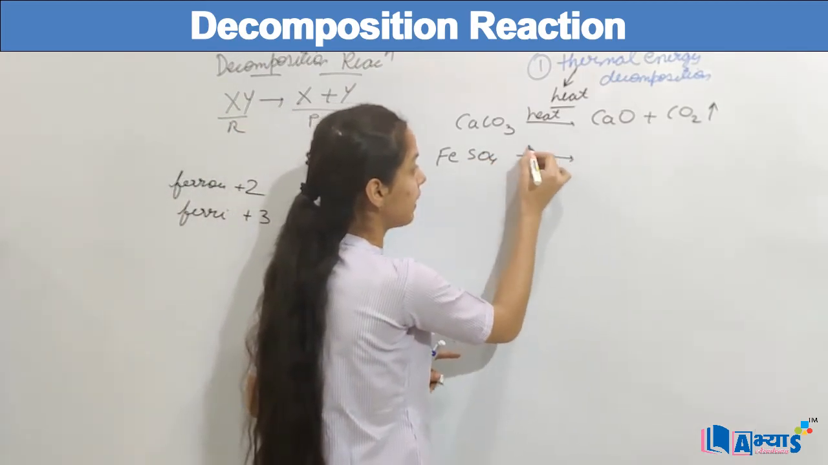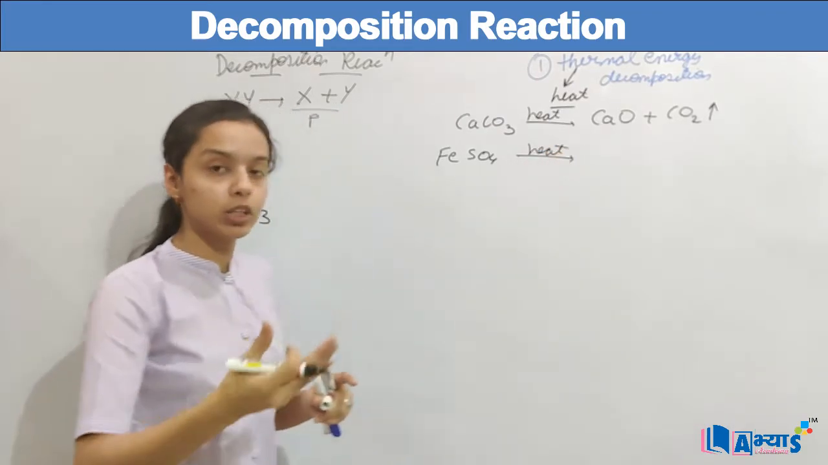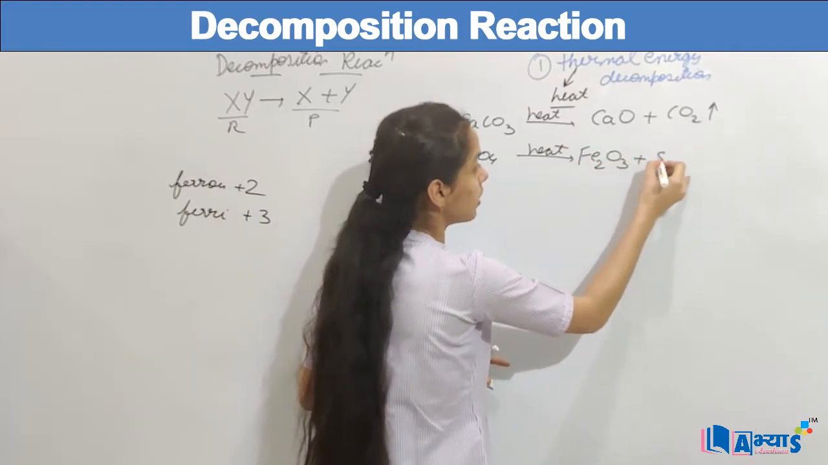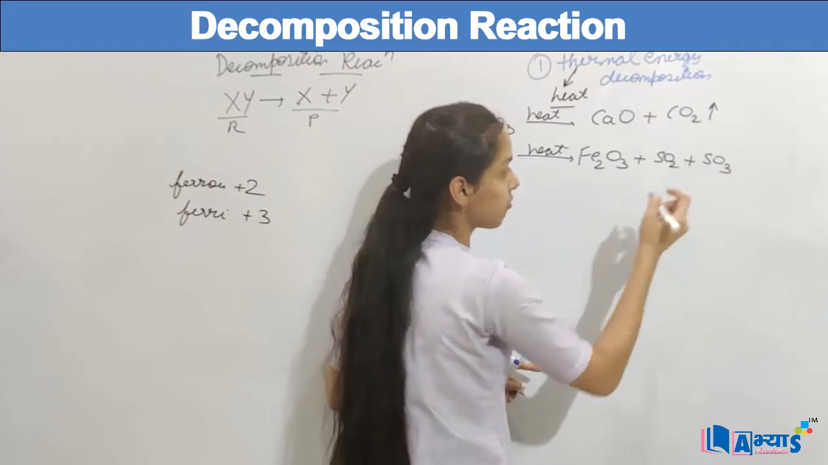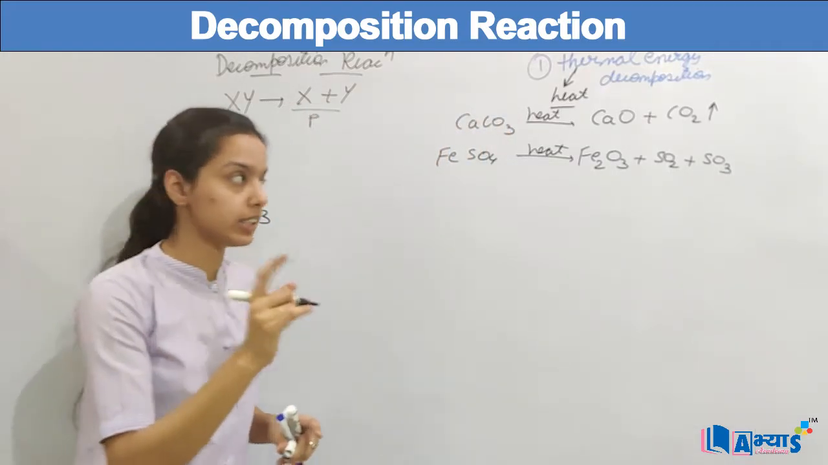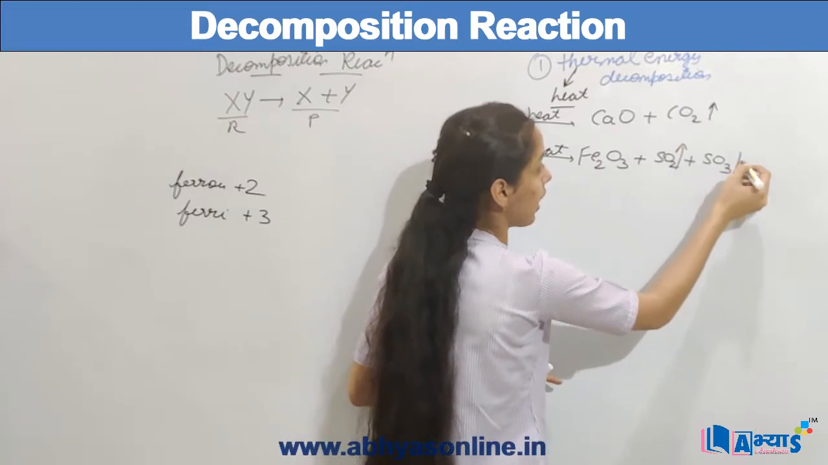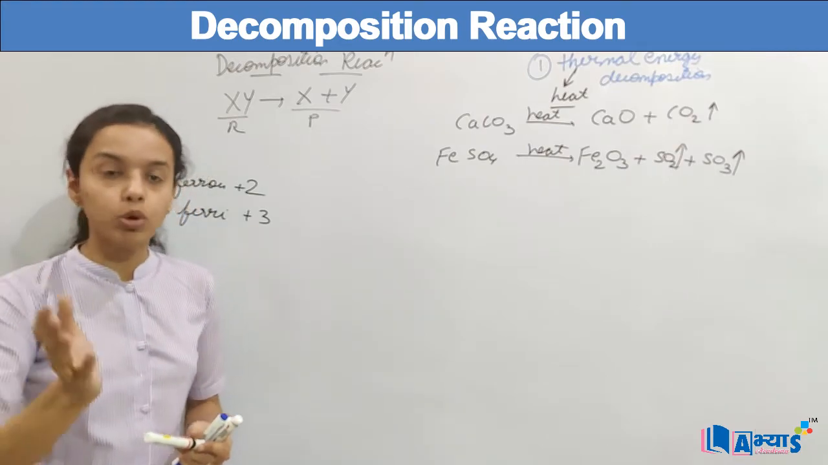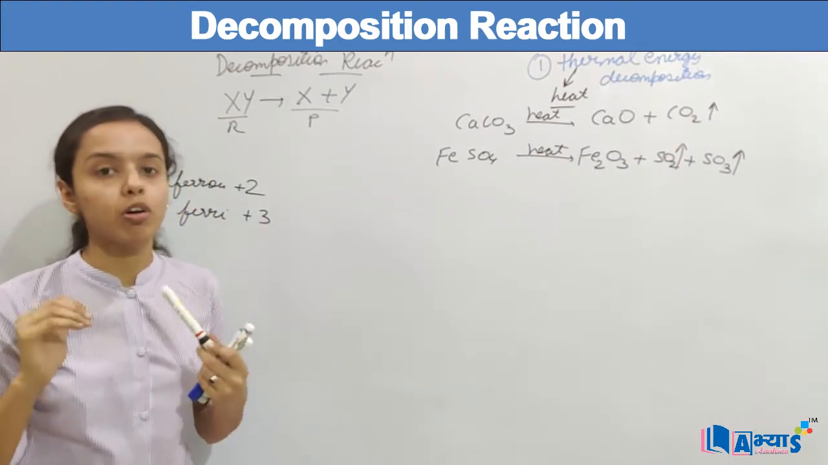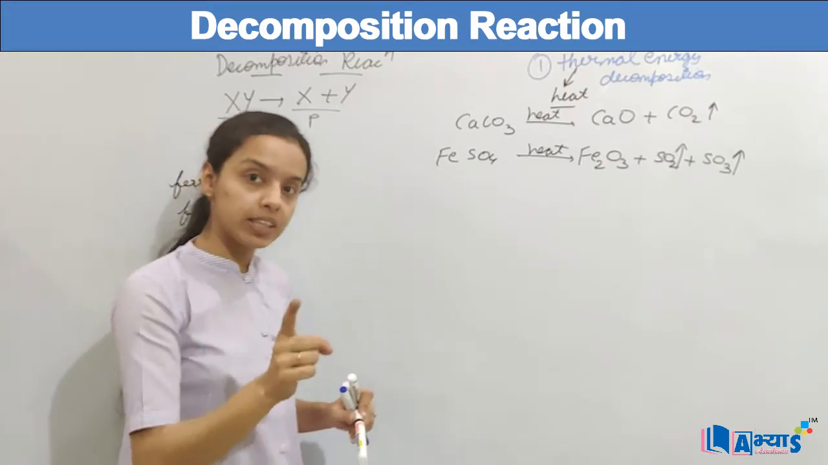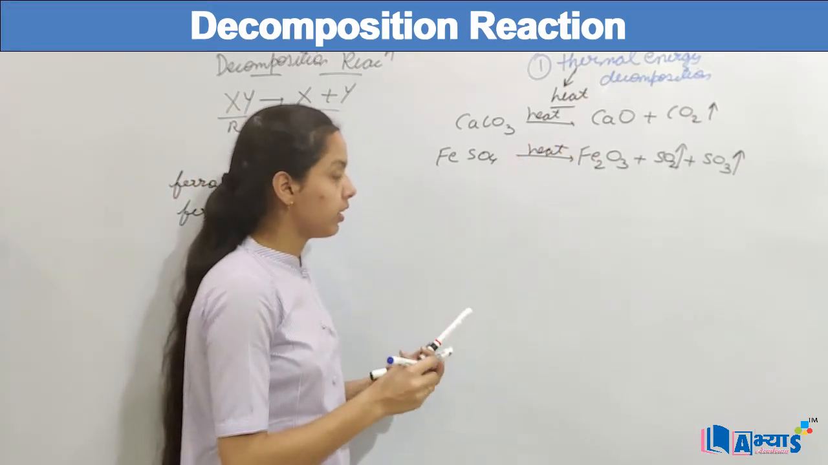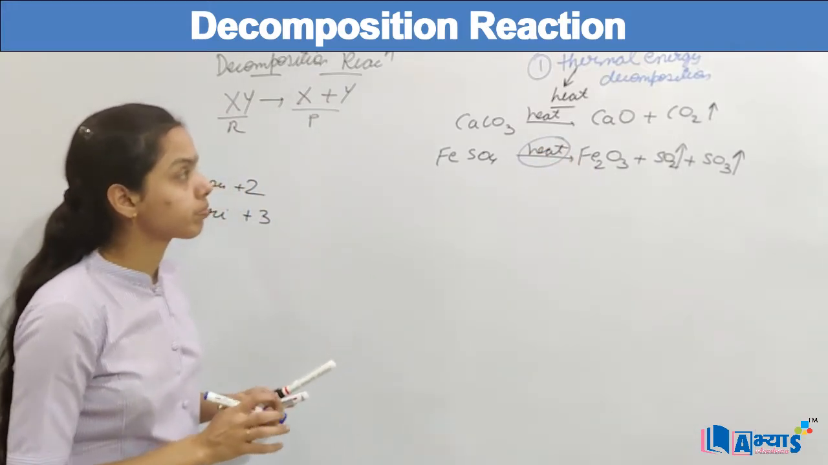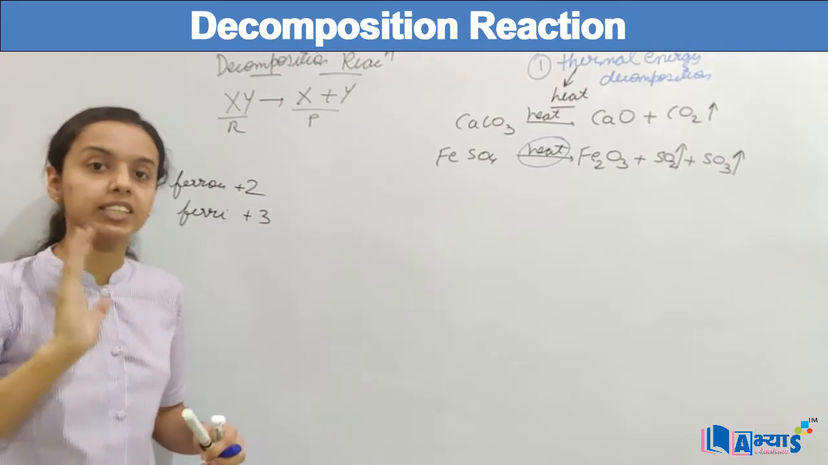Now when ferrous sulfate is heated, it will lead to the formation of ferric oxide, which is Fe2O3, sulfur dioxide and sulfur trioxide. Now both these are gases, so I will show them with the upward arrow. Now when one reactant, that was ferrous sulfate, is decomposed into more than two products, it is a type of decomposition reaction. Now when this reaction is done in the presence of heat, it becomes a thermal decomposition reaction. So this was the first category, that means we are supplying the heat.